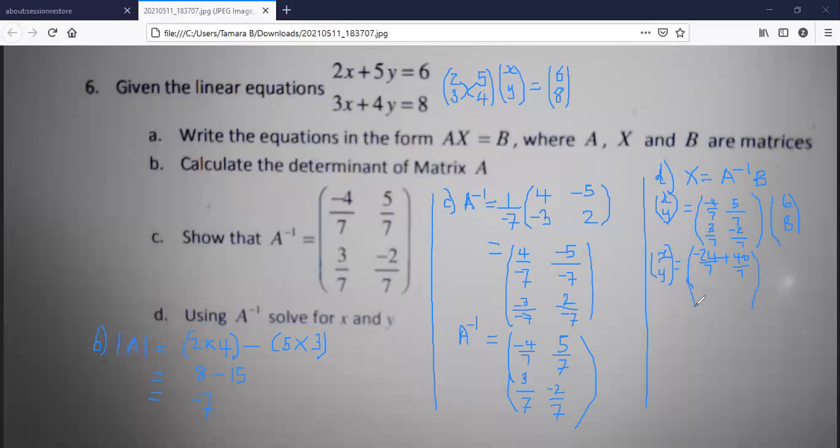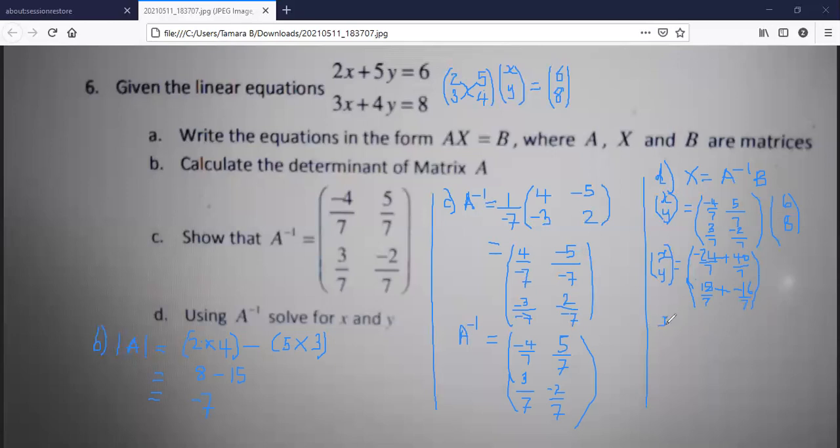We're going to use the bottom row now. So 3 times 6, that's 18. So that's 18 over 7. Plus negative 2 times 8, that's negative 16. So it's plus negative 16 over 7. Almost there.